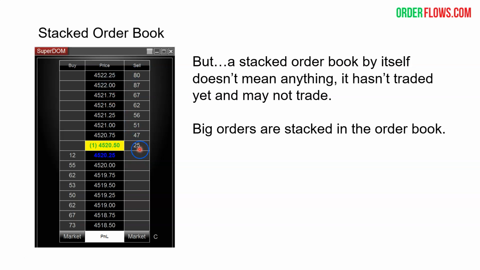And when you have a big order, you're going to stack the order book. Just looking at a DOM, you can see, well, here's a screenshot. It's stacked: 25, 47, 51, 56, 62, 67, 87. And this is just what's showing. There's probably more behind the 47, the 51, the 56, the 62, the 67, the 87. But again, it's constantly changing. And more importantly, this stuff hasn't traded yet. So that's not going to do you any good looking at a DOM. Yeah, the order book is stacked, but so what? It hasn't traded. It doesn't mean anything.